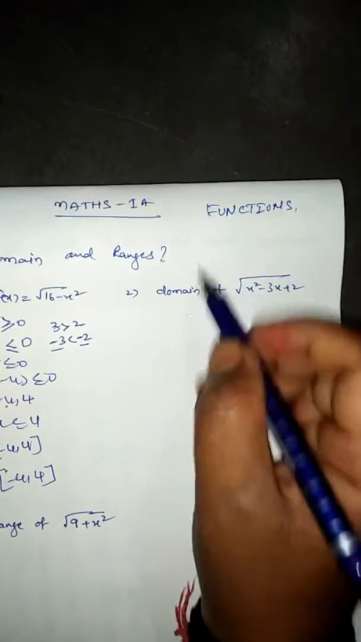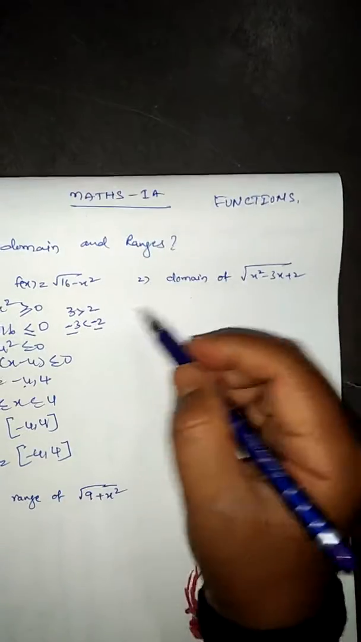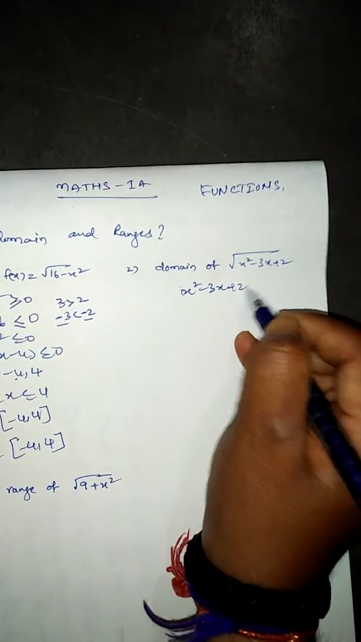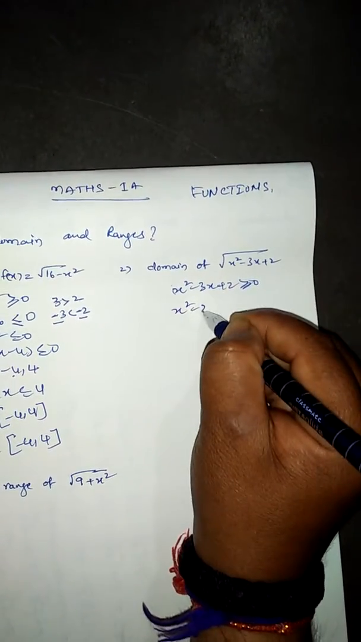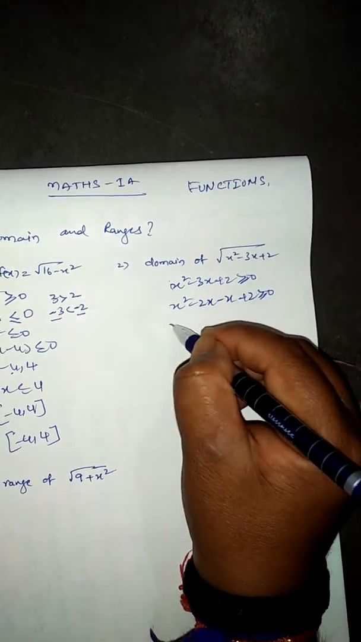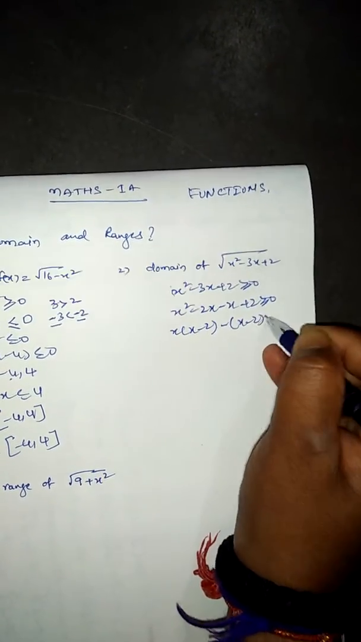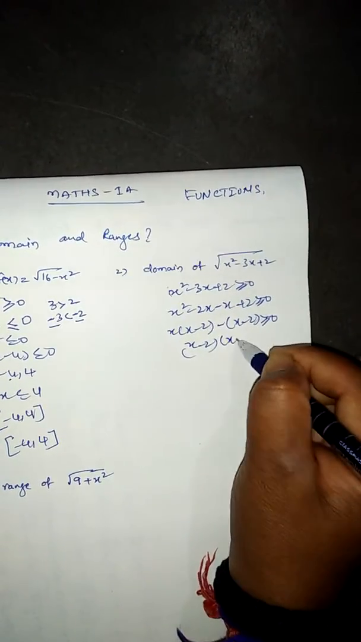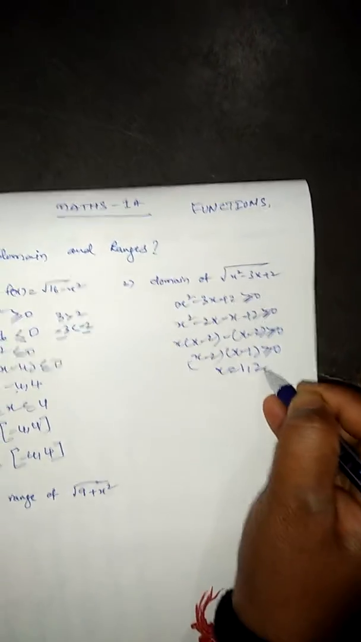Let's see one more question. Domain of root of (x square minus 3x plus 2). Root f(x) means f(x) should be greater than or equal to 0. So I go for the factorization method: x square minus 2x minus x plus 2 greater than or equal to 0. I'll take out x common: x(x minus 2), and minus 1 common: minus 1(x minus 2). So (x minus 2)(x minus 1) greater than or equal to 0. What you got is that the x values are 1 comma 2, right?